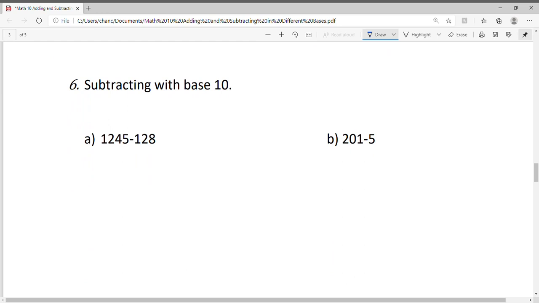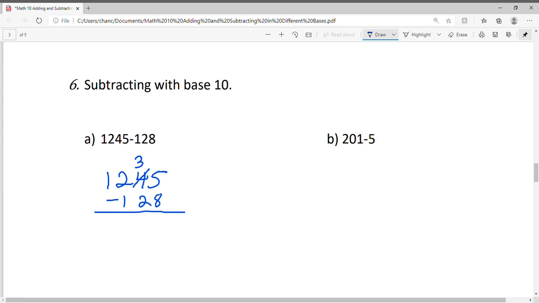Now let's review subtracting with base 10. This is the system you all know how to do. So we'll do 1, 2, 4, 5, subtracting 128 on the bottom. Now when you do this, we cannot subtract an 8 from a 5. We have to borrow. So you usually cross out the 4 and reduce it by 1, which gives you a 3.